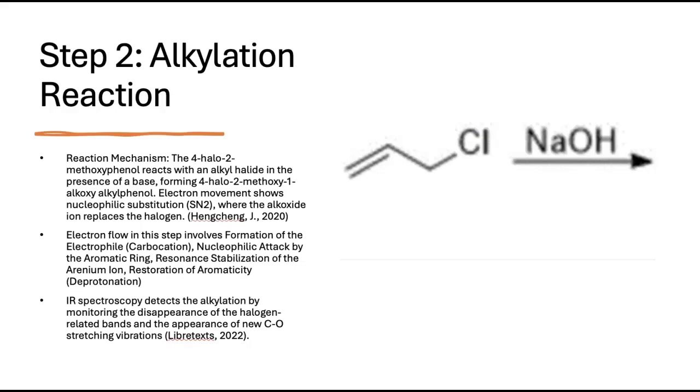For the second step in this synthesis, we discuss the alkylation reaction, which is a chemical reaction where an alkyl group is added to another molecule. In the case of guaiacol, this happens when it reacts with an alkyl halide in the presence of a catalyst. The catalyst helps to break the alkyl halide apart, creating a reactive alkyl fragment that easily attaches to the guaiacol's benzene ring. This reaction is useful for modifying natural compounds to create the final product of eugenol. The IR spectroscopy will detect the alkylation.